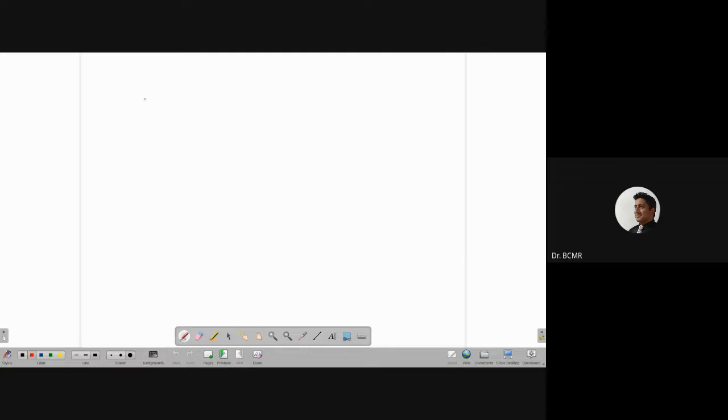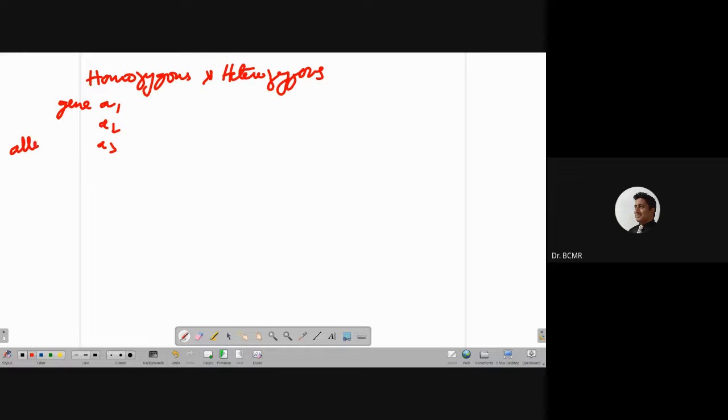So first thing is, what is meant by homozygous and heterozygous, right? If there is a gene A, say for example gene A could be having alleles called A1, A2, A3, and so on. What are alleles? Alleles are copies of the same gene, except that there is some sequence difference.